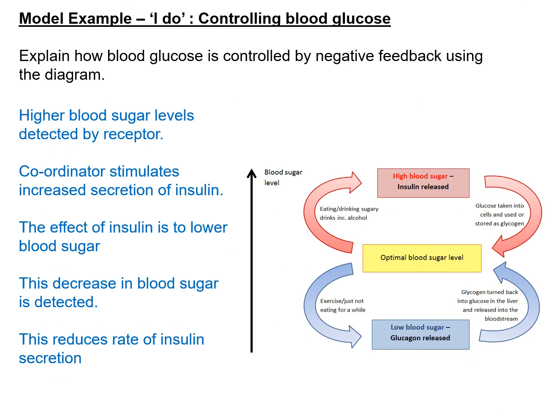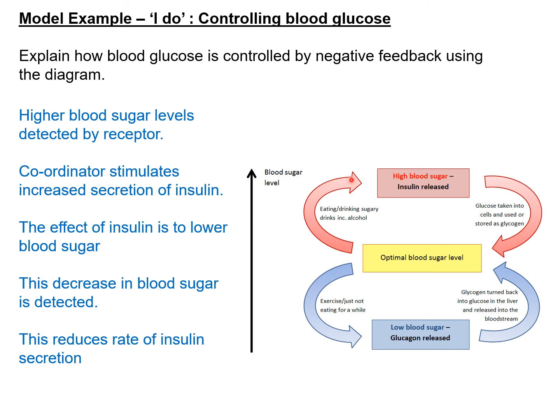Let's have a look at an example of this. So what the examiner will often ask you to do is apply your understanding of negative feedback loops to specific examples. And those examples could be things that you've learnt about before, like in this case, controlling blood glucose, or they could be completely new examples. And often what they'll do is they'll give you a diagram to refer to.